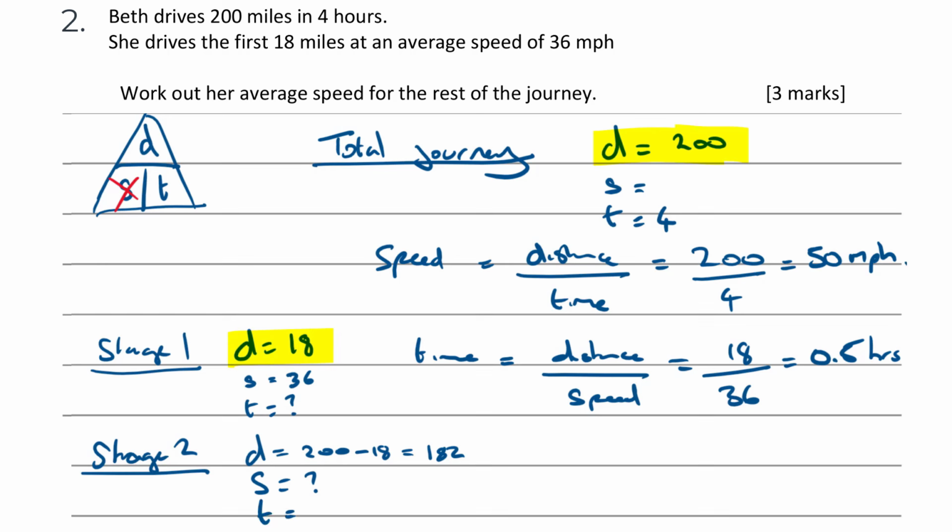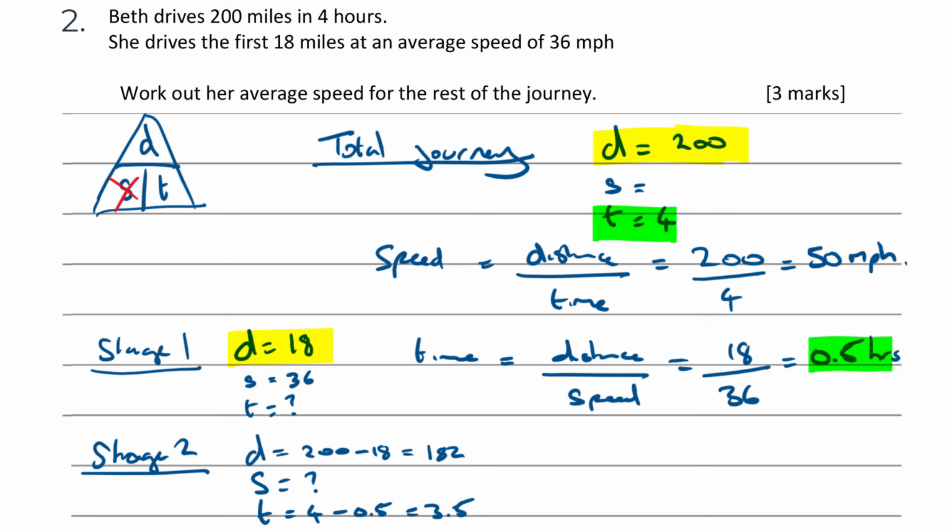Well, again, we know that the time for the whole journey was 4 hours. We've just calculated the time for stage 1 to be half an hour. So that leaves us with 4 subtract half an hour. That leaves us with 3.5 hours then, doesn't it? For the second stage of the journey. Okay, and then we want to find the average speed of this part of the journey.